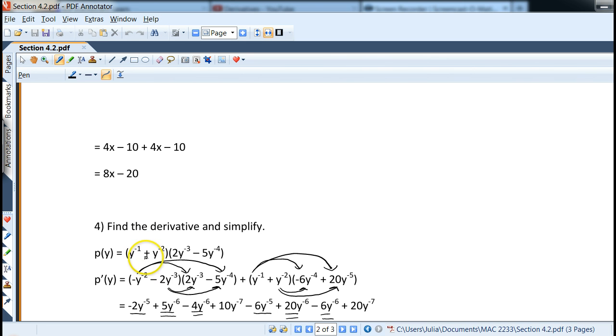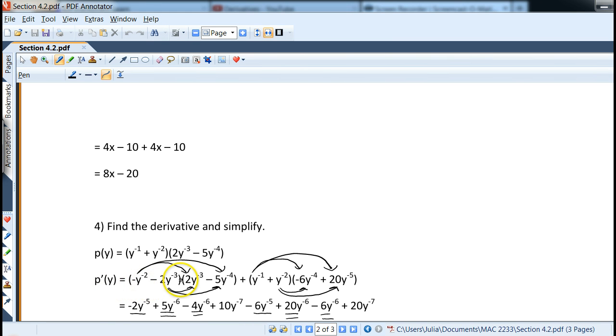Okay. The next example was a little challenging only because it had negative exponents, but the idea is exactly the same. What would be the derivative of the first function? It would be negative y to the negative 2 power, minus 2y to the negative 3rd power. And then you keep the original second, plus you keep the original first. The derivative of the second function would be negative 6y to the negative 4th power, and then plus 20y to the negative 5. And again, it looks intimidating, but if you just use FOIL and work it out very carefully, it still works out.